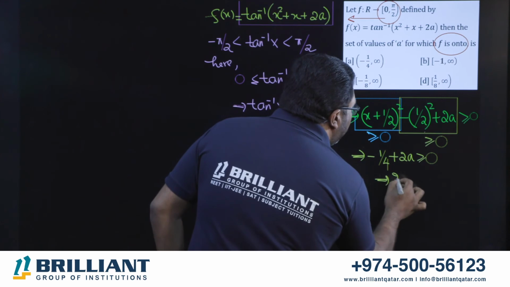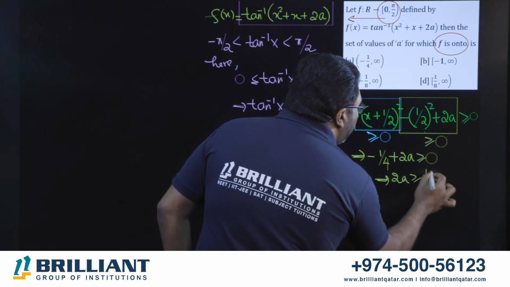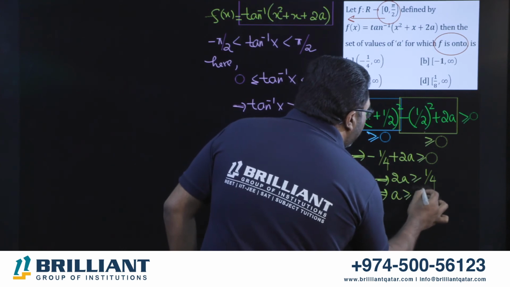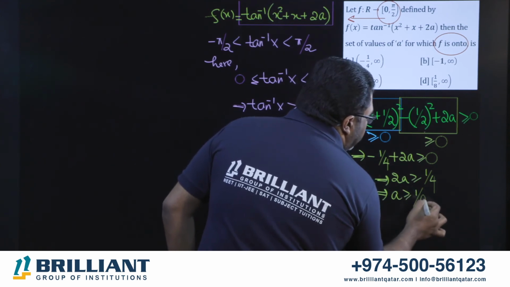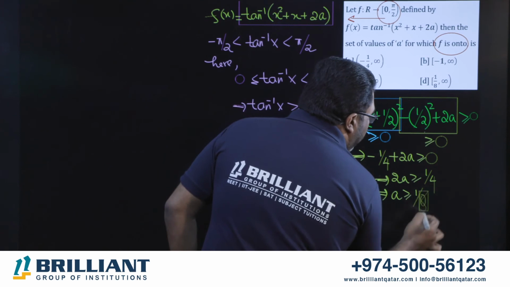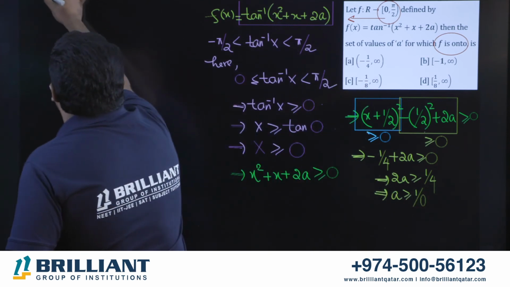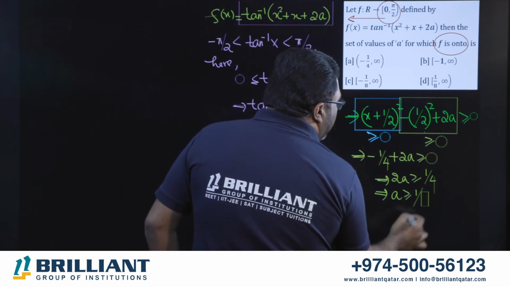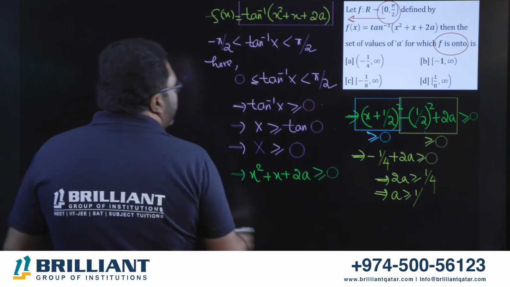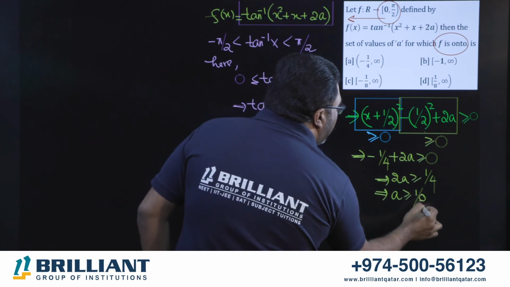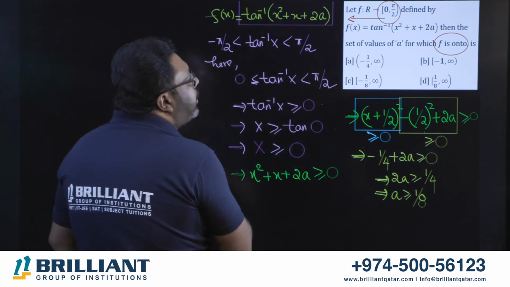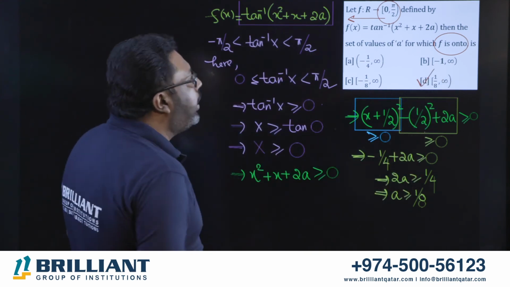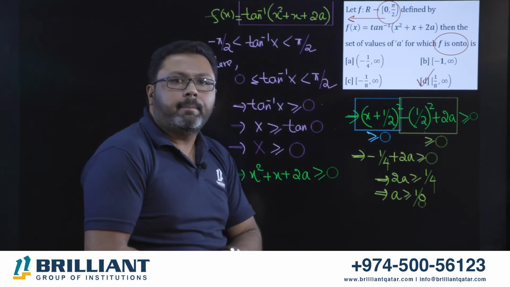That implies 2a is greater than or equal to 1 by 4. That implies a is greater than or equal to 1 by 8. Okay. So what is meant by that? That means the value of a should be more than or equal to 1 by 8. My answer is option D, 1 by 8 to infinity.